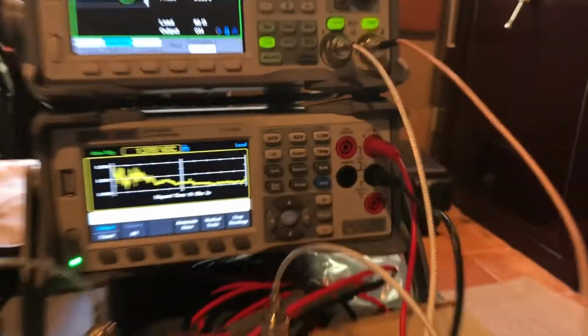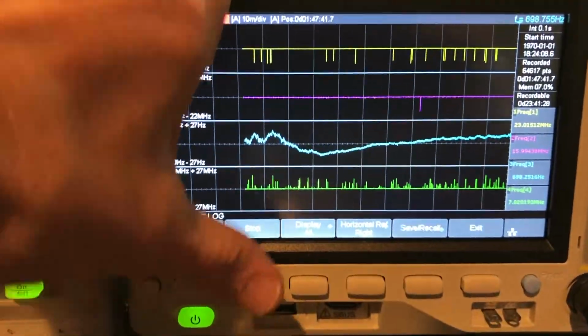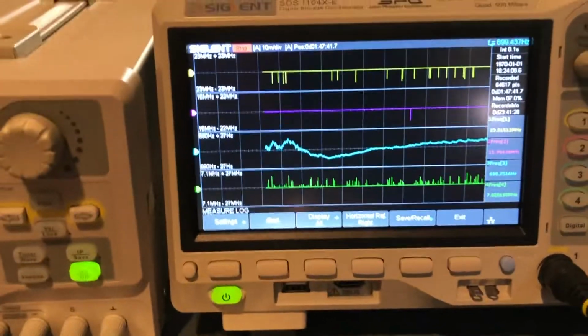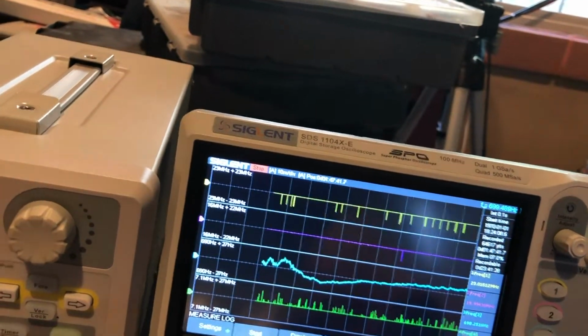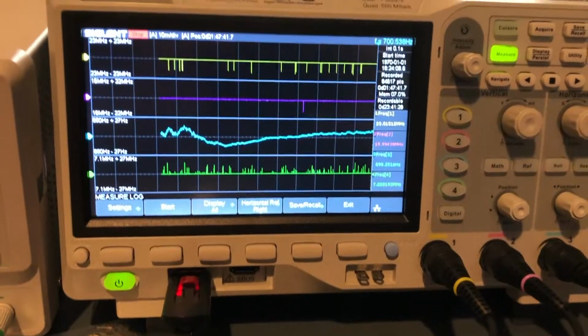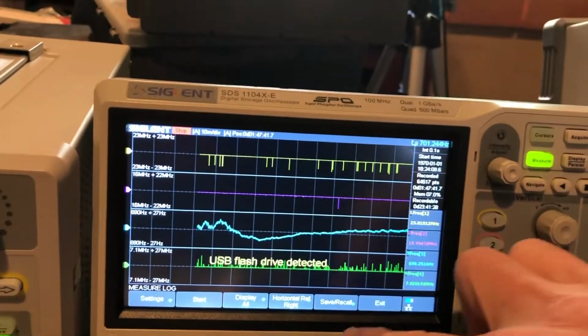But anyway, I'm going to try to export, so I'll stop the data log, and then I think I can put the USB key in and save.